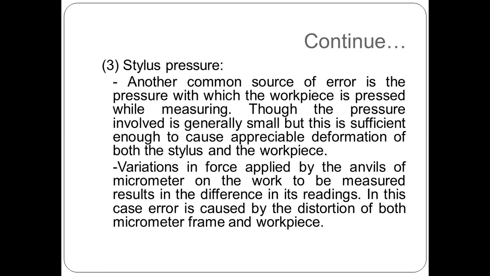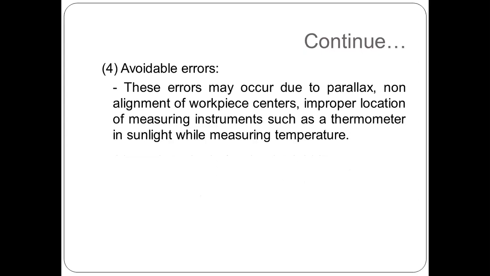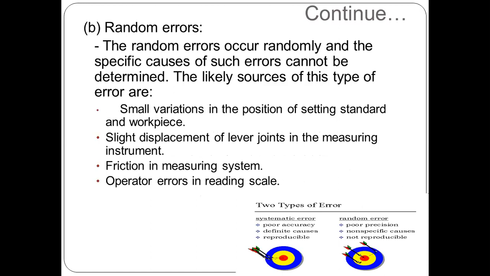Variation, just go through it, it's a simple thing, I already explained. The force applied by the anvils of the micrometer is the pressure applied by a person during setting of the workpiece, that is stylus pressure. Then avoidable errors. These errors may occur due to parallax, non-alignment of the workpiece and the center, or improper location of measuring instruments, such as a thermometer in sunlight while measuring temperature. These are avoidable silly errors.